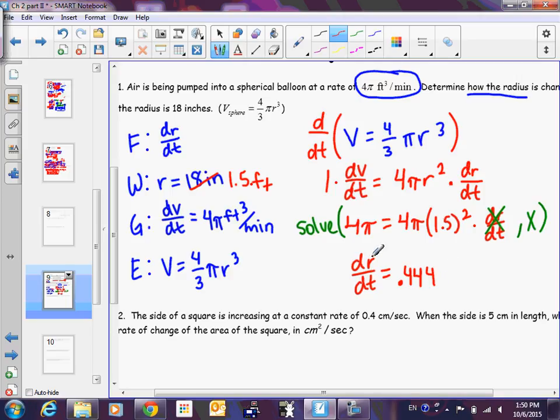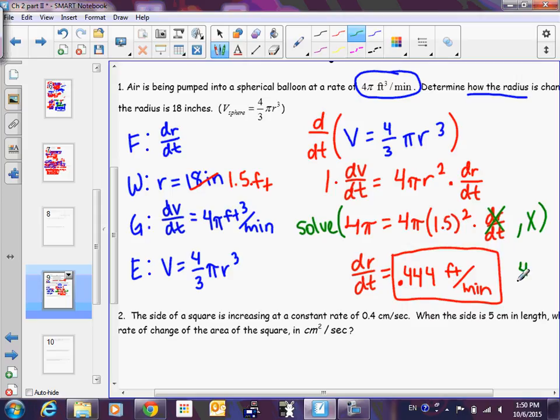All right, so this is where a lot of students get mixed up because they're like, okay, I don't know what the units should be. So just think, what are the units on r? Feet. We changed it to feet, right? And then what are the units on time? Minutes, right? So feet per minute. And that's your answer.